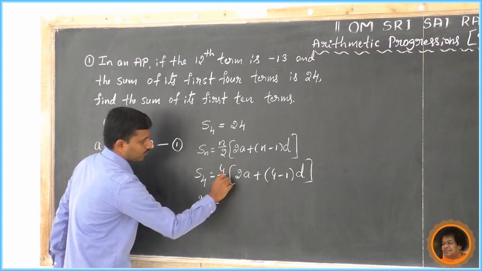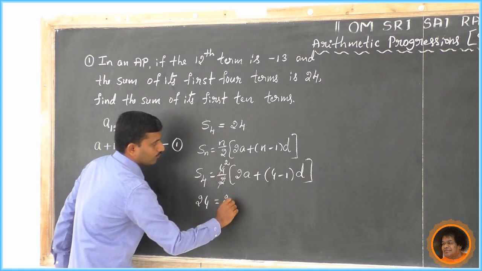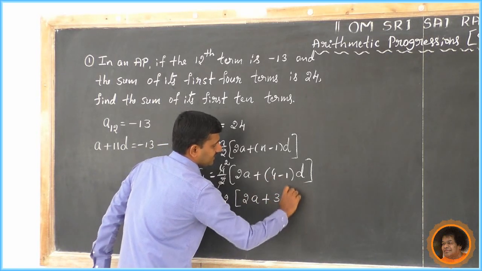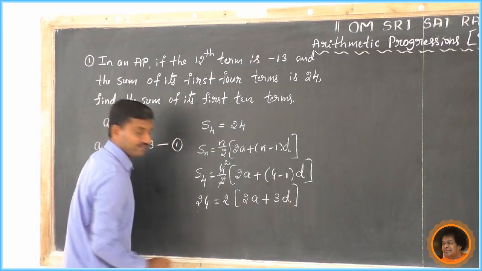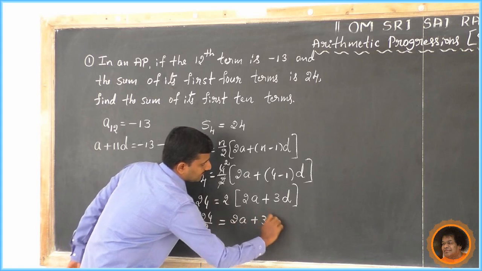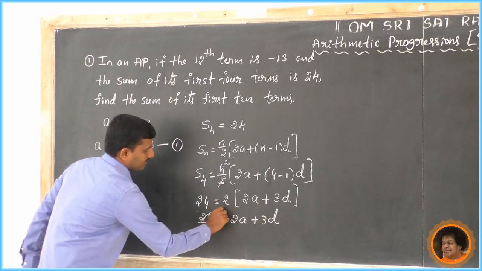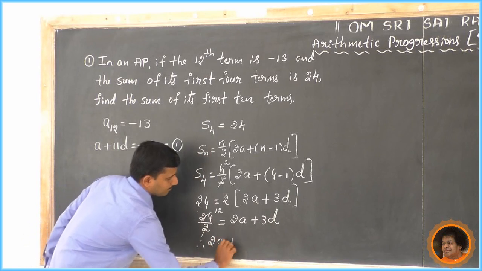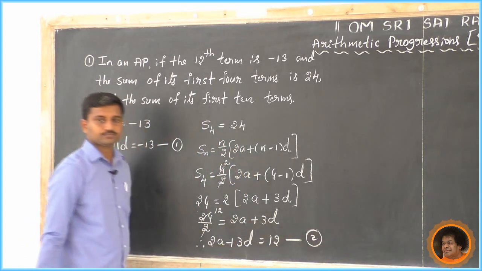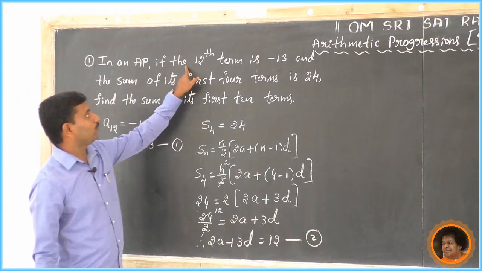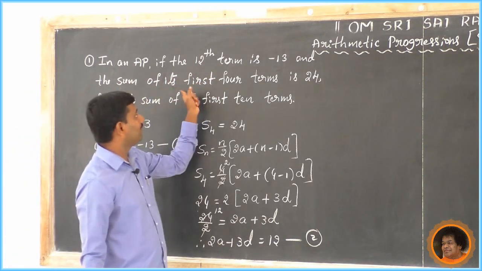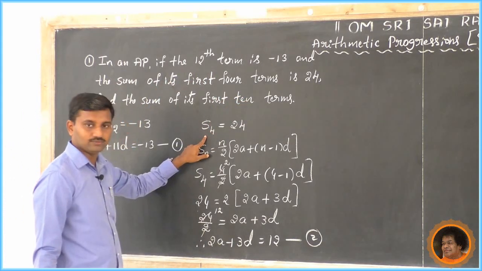So 24 equal to 2 into 2a plus 4 minus 1, 3d. Now transpose the constant term to the left hand side. So 24 by 2 equal to 2a plus 3d. 2 ones are 2, 2 twelves are 24, so 12. Therefore 2a plus 3d equal to 12, equation number 2. So the first condition is the 12th term A12, and the next condition is the sum of the first 4 terms, that is S4.